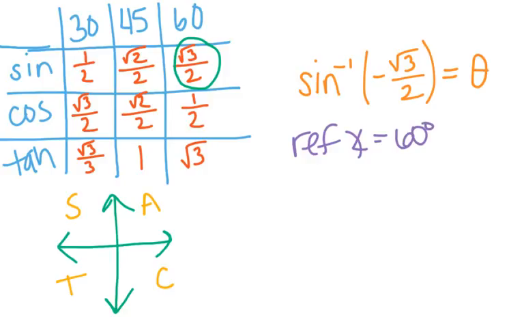However, this particular value is negative, which means I need to go to my other chart where I'm told where each function is positive and find out where sine is going to be negative. That's going to happen in quadrants 3 and 4, because that is where tangent and cosine only are positive.